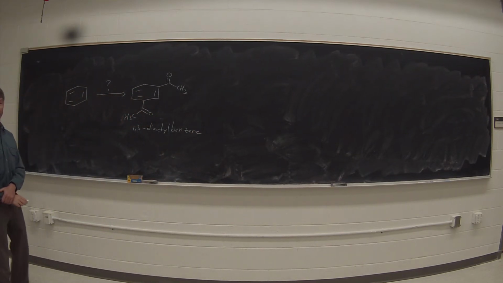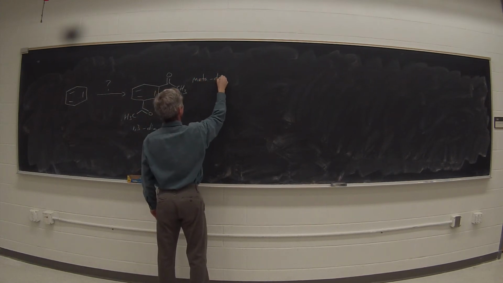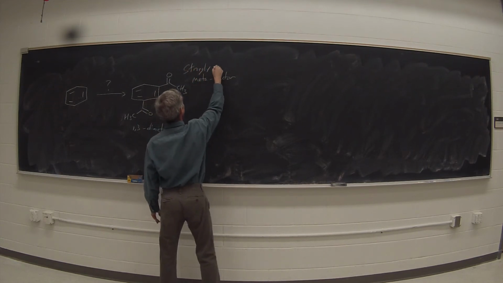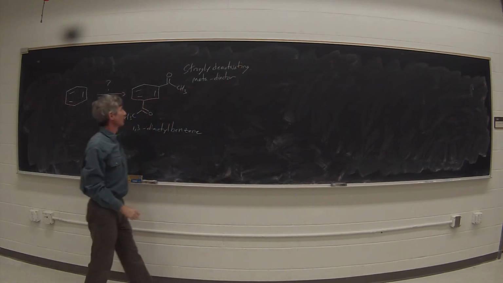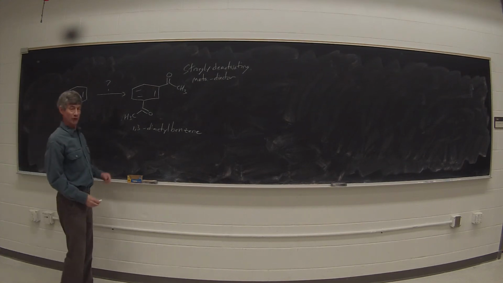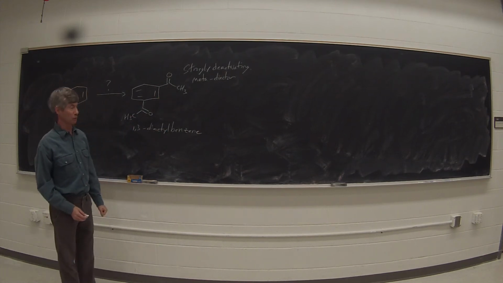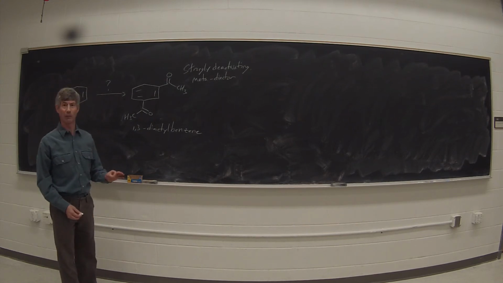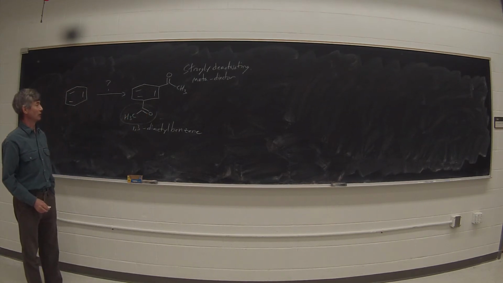At first glance, that seems like it would be very easy, because we know this is a meta-director. But the problem is it's a strongly deactivating meta-director. So we can certainly put one acetyl group on there readily by Friedel-Crafts acylation, but Friedel-Crafts acylation doesn't work on deactivated rings, which means once we put the one acetyl group on there, we're not going to be able to put the second acetyl group on there by Friedel-Crafts acylation. We're going to have to come up with some other method of introducing this that isn't the Friedel-Crafts acylation.